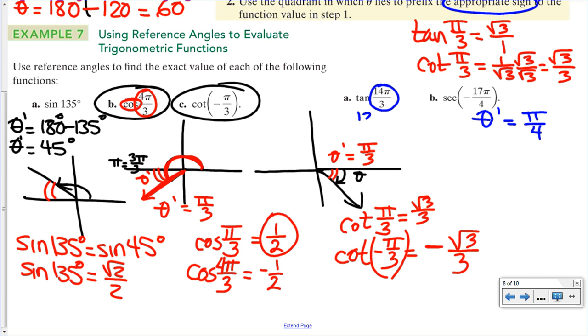Okay, and for the one here, the reference angle is going to be, we will have 12 pi over 3, which is equivalent to 4 pi, right? So it's going to go 2 complete turns and then an extra pi over 3. So the reference angle for that one will be pi over 3.